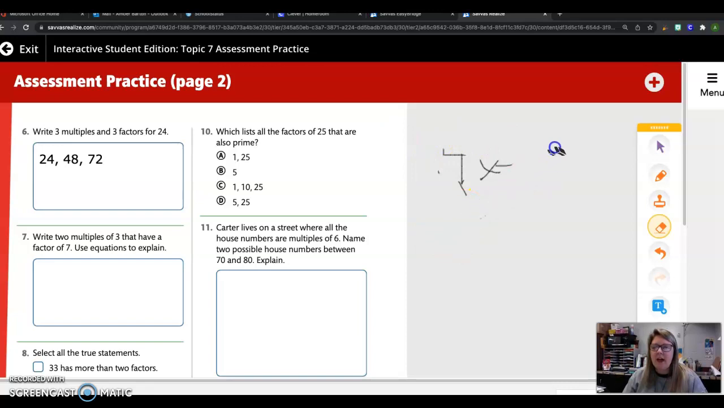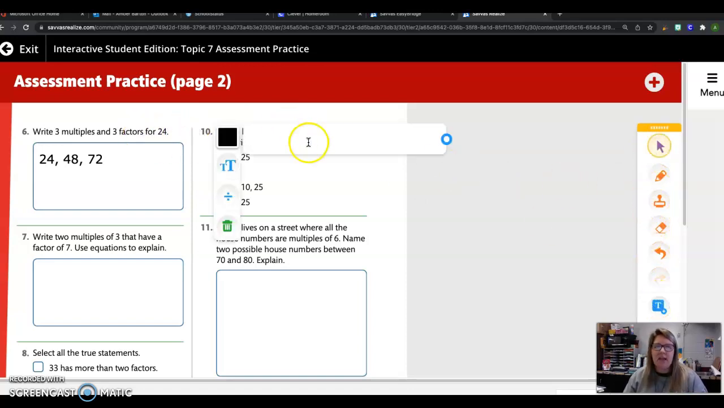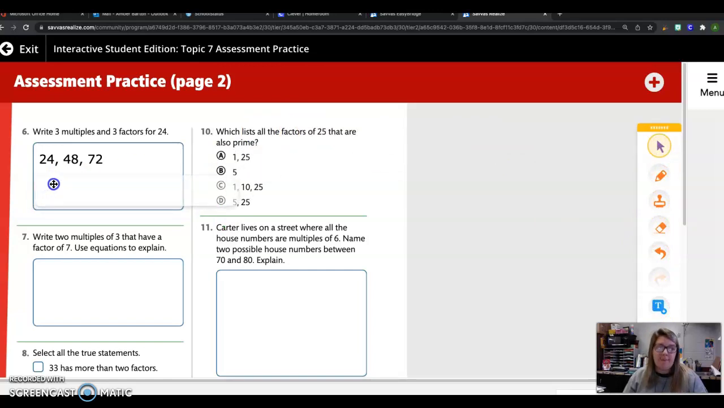And now I need to list out some factors of 24. Does it tell me to list out all factors of 24? No, it only tells me to list 3 factors of 24. So we know that one factor pair is going to be 1 and 24 because every number has the factor pair 1 and itself. But what could be another factor? Is 2 a factor of 24? Yes, 2 is a factor of 24 because 24 is an even number. Any even number is divisible by 2.